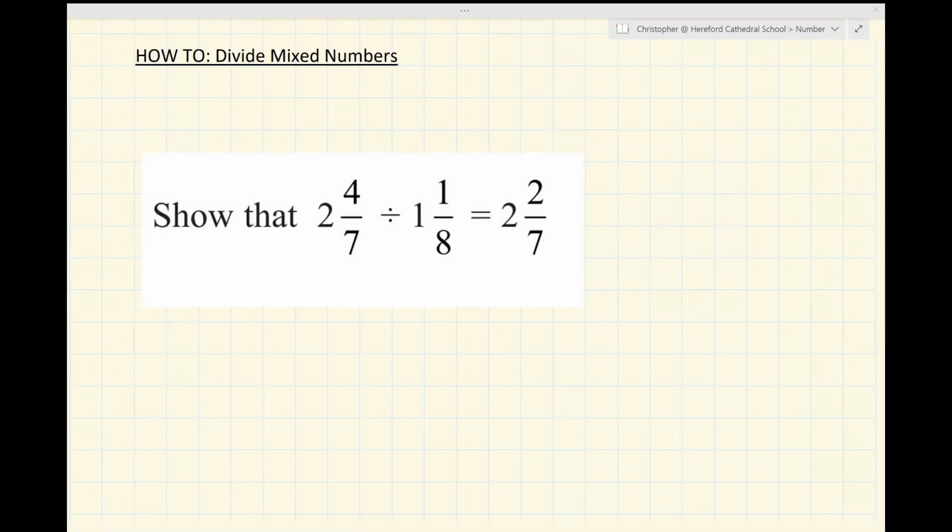Now, dividing mixed numbers. Dividing mixed numbers is similar to multiplying, which is why I've covered them in the same film, but of course it's not exactly the same. Here's an IGCSE question on dividing mixed numbers.